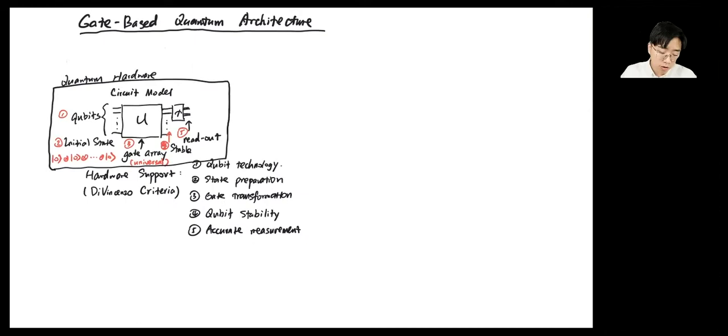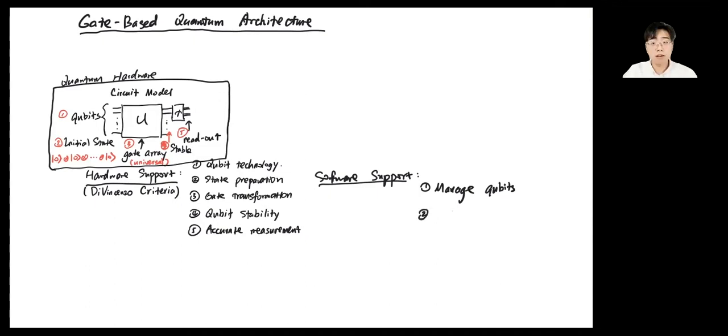Now, what about its software support? For its system software, well, first we need to know how to manage qubits. We need to know which qubits have been used and which haven't, etc. And second, we need an efficient description of the unitary transformation that we want on those qubits. You can think of it as a notion of quantum program.